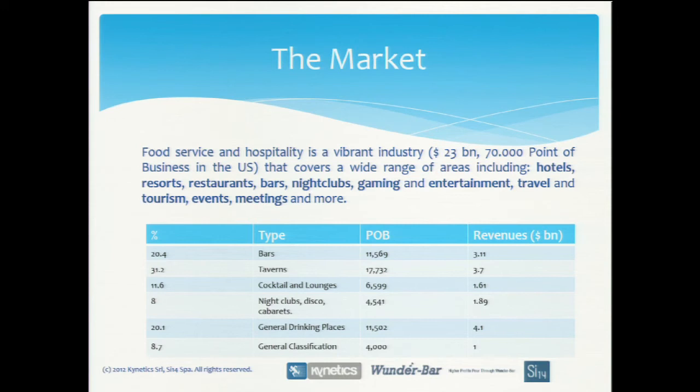How many points of business are there in the United States? This is only in the United States, and the revenues. So it's a huge market, and this market has to deal with some problems when dispensing alcohol.